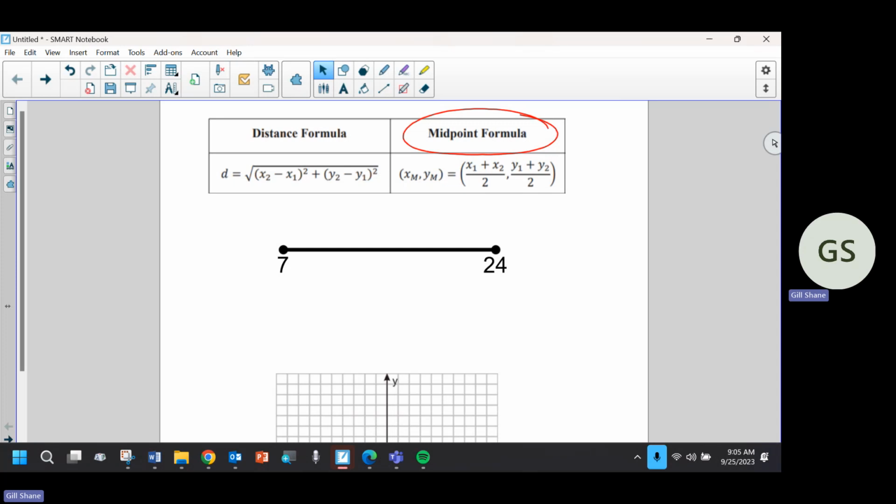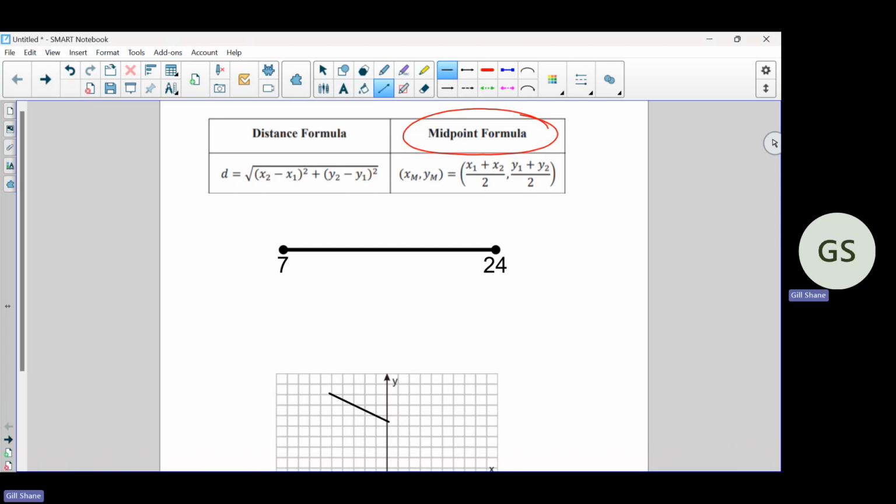But so if there's two different types of problems that we could have. We could have a line on a graph, and we could just have the line segment, which is what we have in the problem up above. So I'm going to do the line segment first, and then we'll do the line on a graph side.